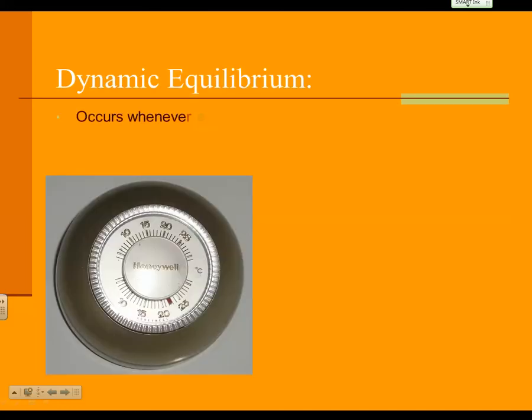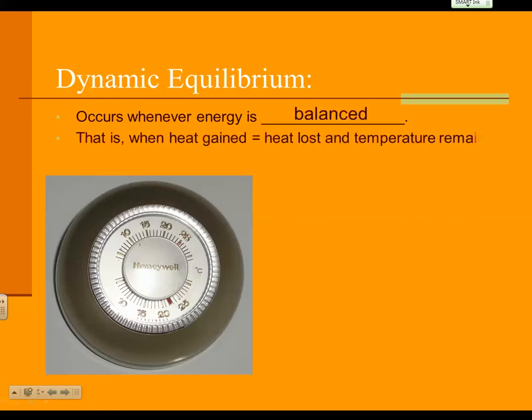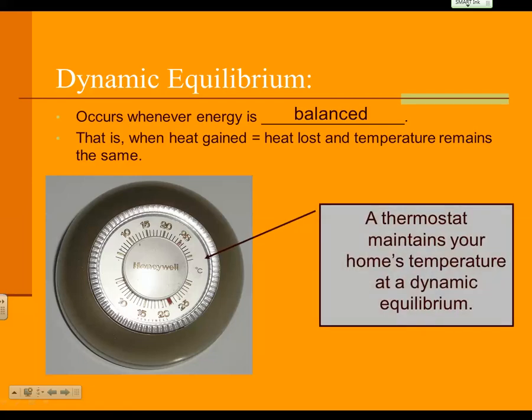All right, another term to remember, dynamic equilibrium. We've talked about this earlier in the year. This occurs whenever energy is balanced, the word equilibrium. So heat gained equals heat lost, and temperature remains the same. This is what thermostats do inside of a home. They maintain your home's temperature at a dynamic equilibrium.